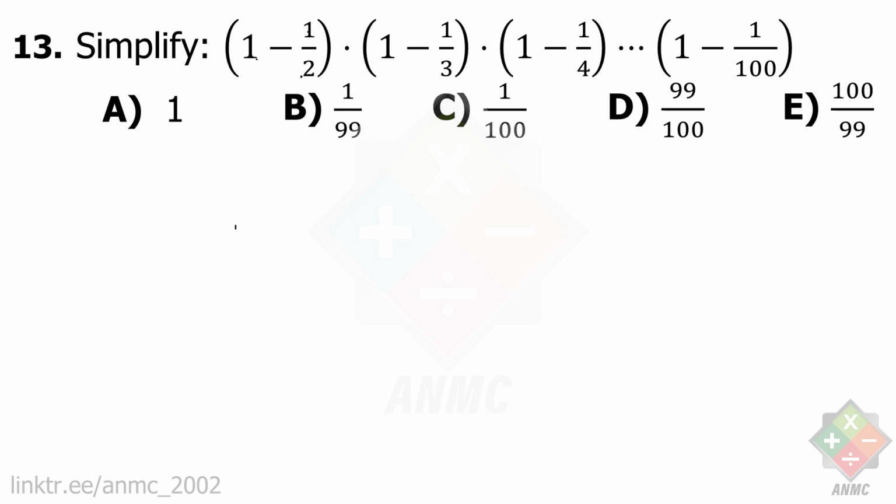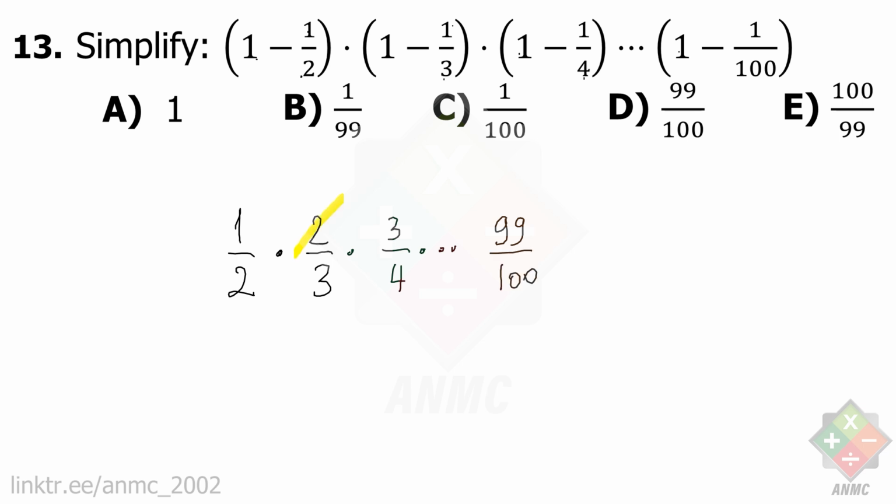1 times 2, 2. 2 minus 1, 1. 1 over 2 times 2 over 3. 1 times 3, 3. 3 minus 1, 2. 2 over 3 times 3 over 4. 1 times 4, 4. 4 minus 1, 3. 3 over 4 times and so on up to 1 times 100, 100. 100 minus 1, 99. 99 over 100.